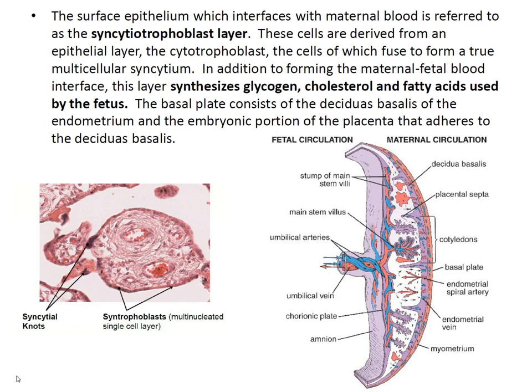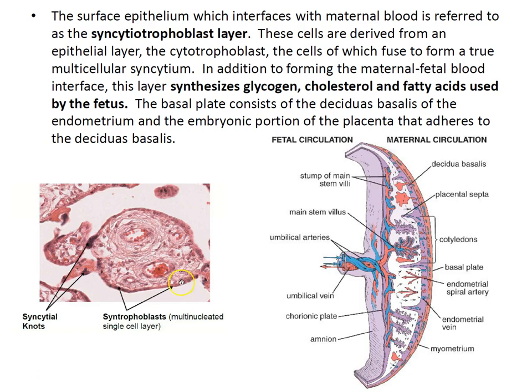The surface epithelium of the villi, which faces the maternal blood, is referred to as the syncytiotrophoblastic layer. Now, these cells are derived from an epithelial layer called the cytotrophoblast, and these cells fuse to form a true multicellular syncytium. So, in addition to forming this maternal and fetal blood interface, this cell layer synthesizes glycogen, cholesterol, and fatty acids to be used by the fetus.